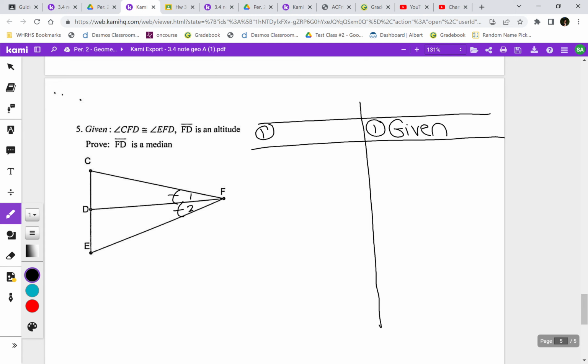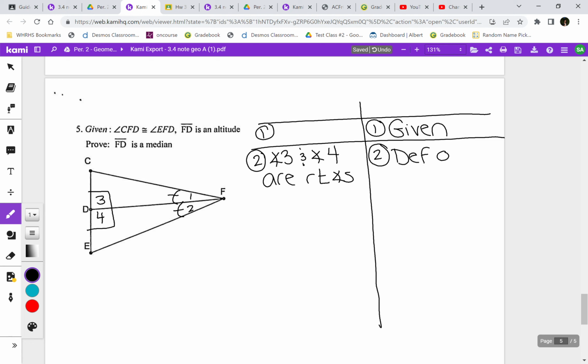Where are we making the right angles? Oscar. By angle D. Can I call them 3 and 4? Yeah. All right, so we have to now declare this in our proof. So step number 2, I'm going to say angle 3 and angle 4 are right angles. Who has a guess on the reason? Michael. Def of altitude. I shortcut it ALT.